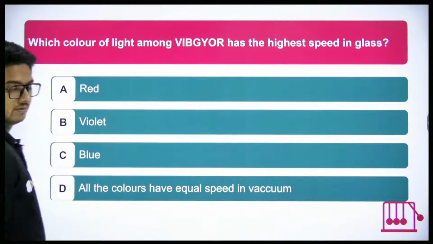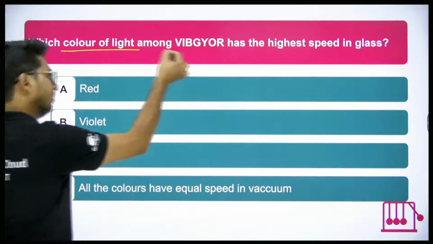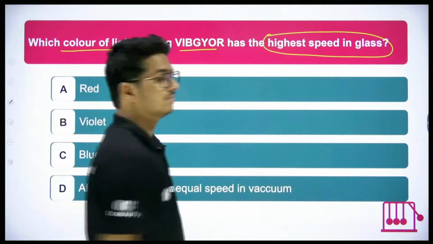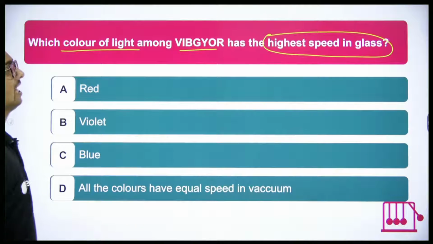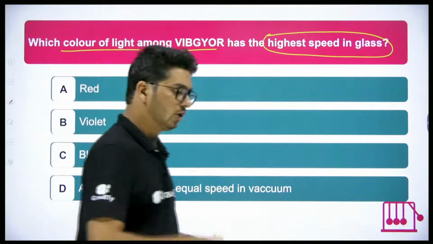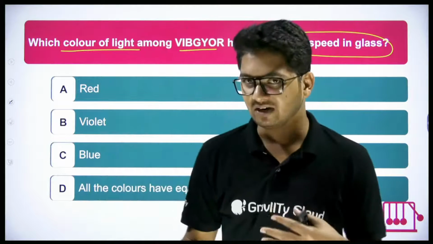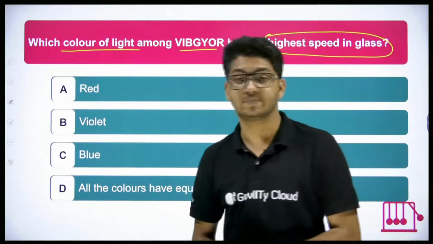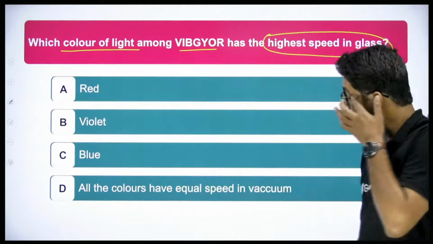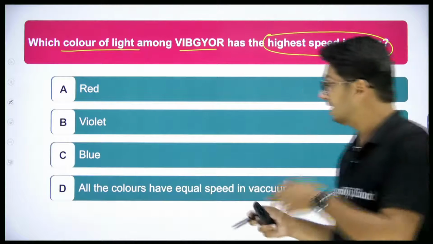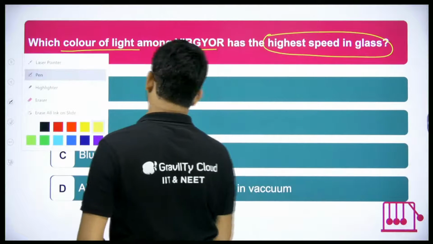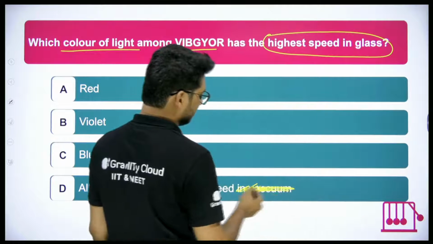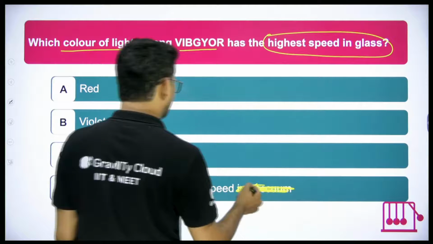Another interesting question. Which color of light among VIBGYOR has the highest speed in glass? Now we got the relation with refractive index. Using refractive index, you should be able to tell which of them has the highest speed. So please tell everyone: red, violet, blue, or all the colors have equal speed. Let's say not in vacuum. I'll just say all the colors have equal speed. So A, B, C and D.